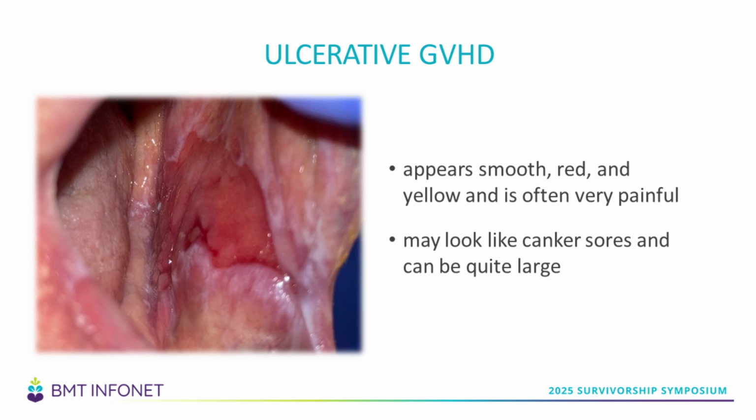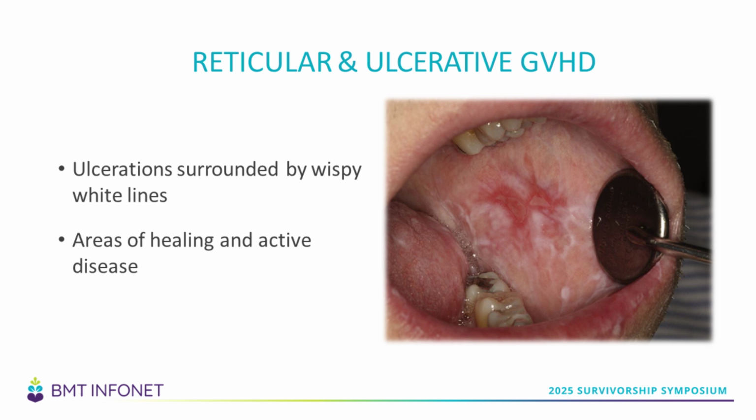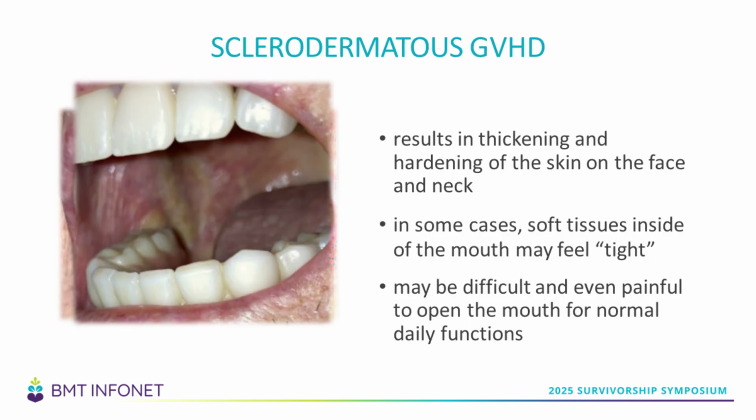Then there's ulcerative GVHD, which appears as smooth red and or yellow lesions. It very often affects, again, the buccal mucosa or the insides of the cheeks. And it can look even like canker sores, and the ulcers can be quite large. This patient of mine had a very large red, very painful ulceration. And then there can be a combined reticular and ulcerative form, which is probably what I see the most often, but this is ulcerations surrounded by these wispy white lines. And those wispy white lines represent healing. So the body's trying to heal it, but you have that central area of ulceration that is very, very painful.